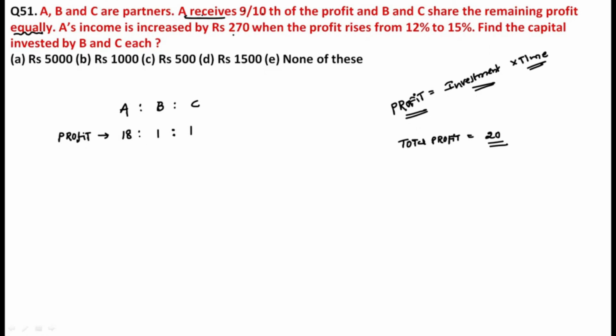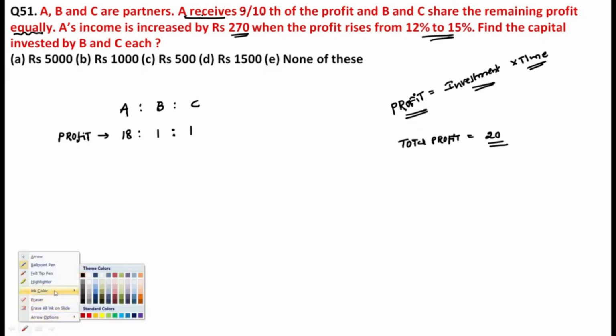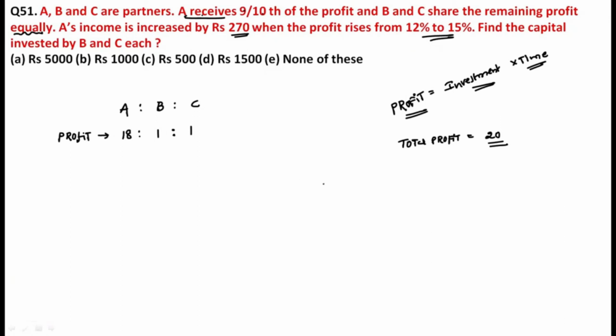Now, the income is raised by 270, as the profit rises from 12% to 15%. Guys, just observe that because of the increase in the amount, the profit share also increases by 3%. Simple comparison, guys. So 3% of the total investment of A is exactly equal to 270 rupees. Now the investment is exactly 270 into 100 by 3. So 3 ones are 3, 3 nines are 27. Now we get that the investment of A is equal to 9,000 rupees.